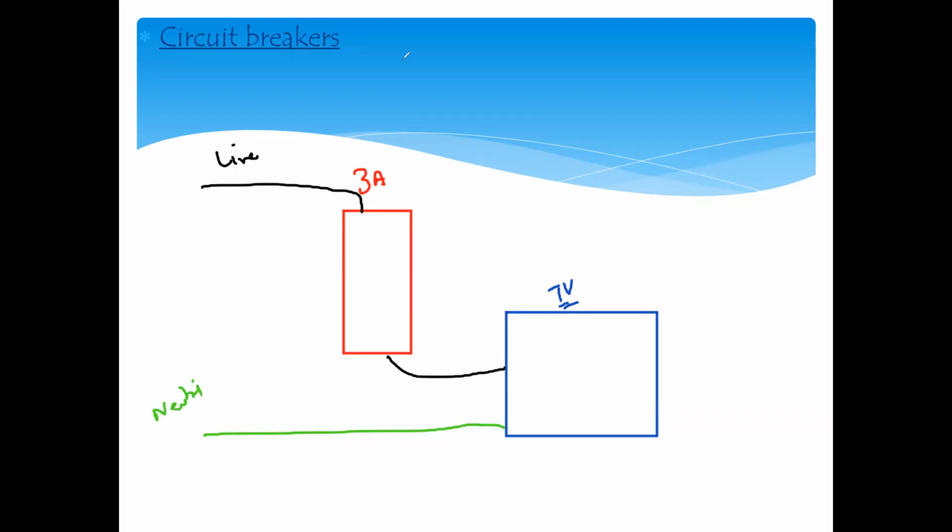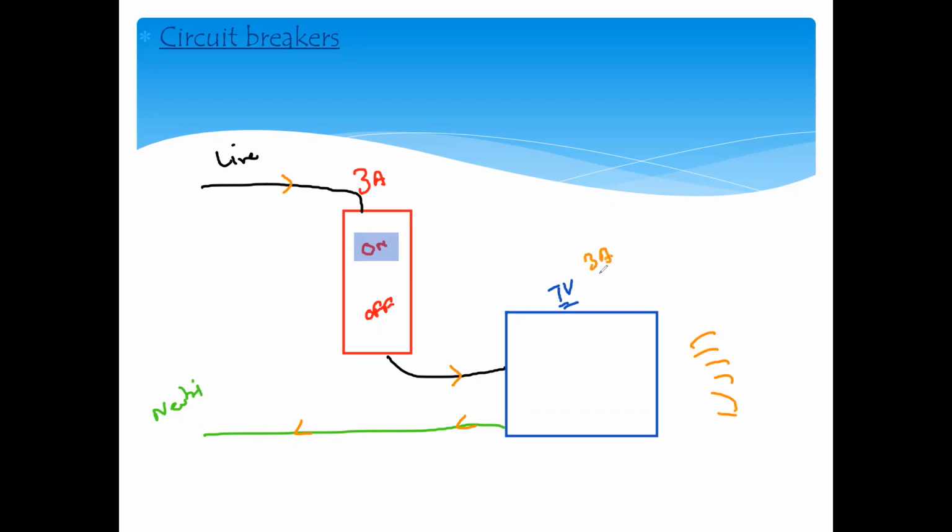Now what happened? What is the advantage of using a circuit breaker as compared to the fuse? Say the circuit breaker is on, so it means it allows the current to pass. So current will come from the live wire, pass through the circuit breaker, go into the device and return back, and the device, the television, will work.